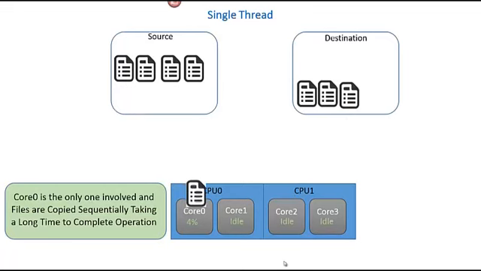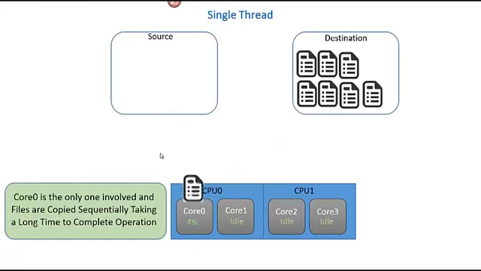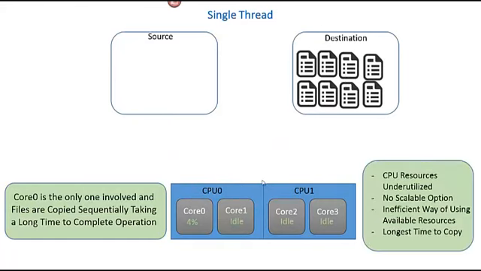Of course, what this does is it makes the copying take a long time because it's going sequentially. If you have a large file, that large file is going to serve as a bottleneck on core 0 where the rest of the files are waiting. As a result, CPU resources are going to be underutilized since you're only using core 0. The rest of the cores are sitting idle. It's not a scalable solution. It's an inefficient way of using available resources because you've got other resources that are sitting idle, and the copying time is going to be the longest.